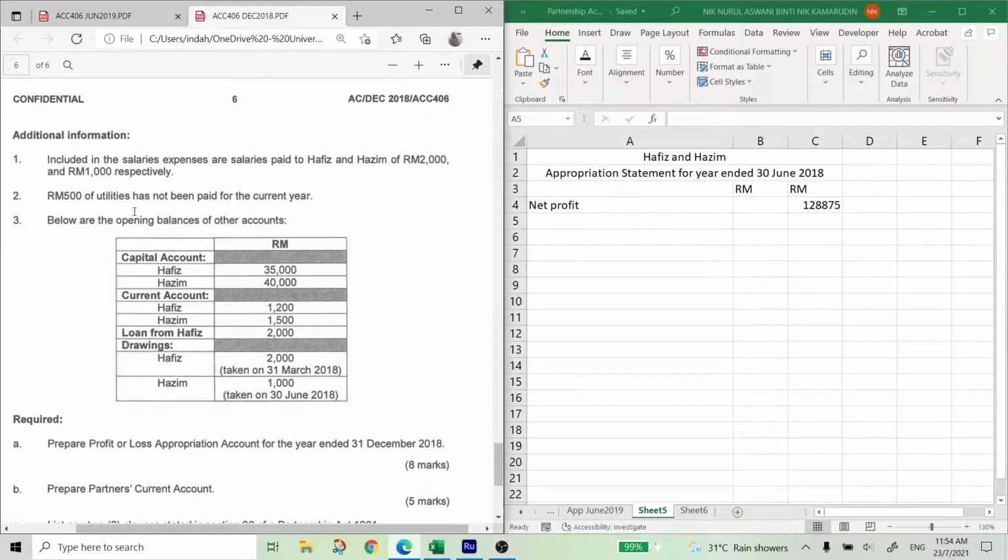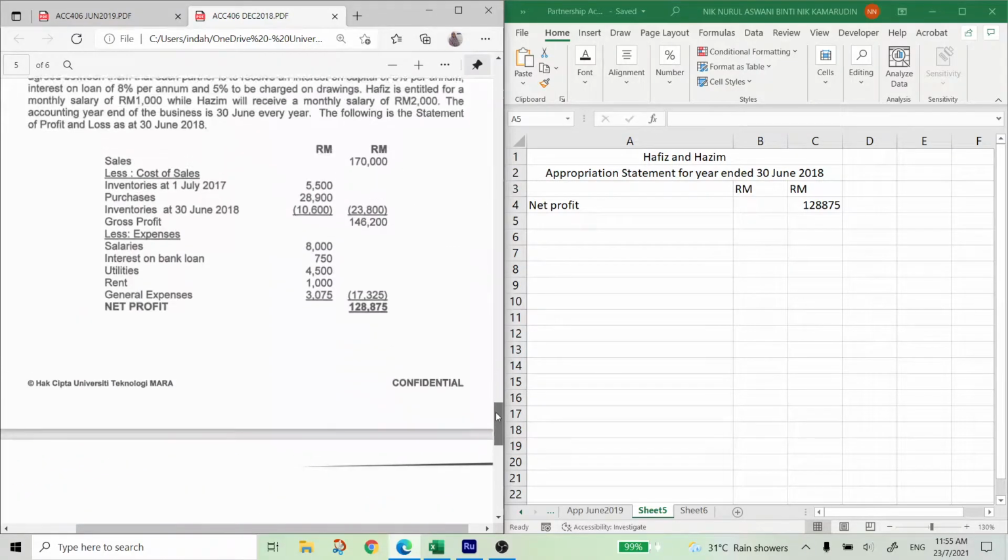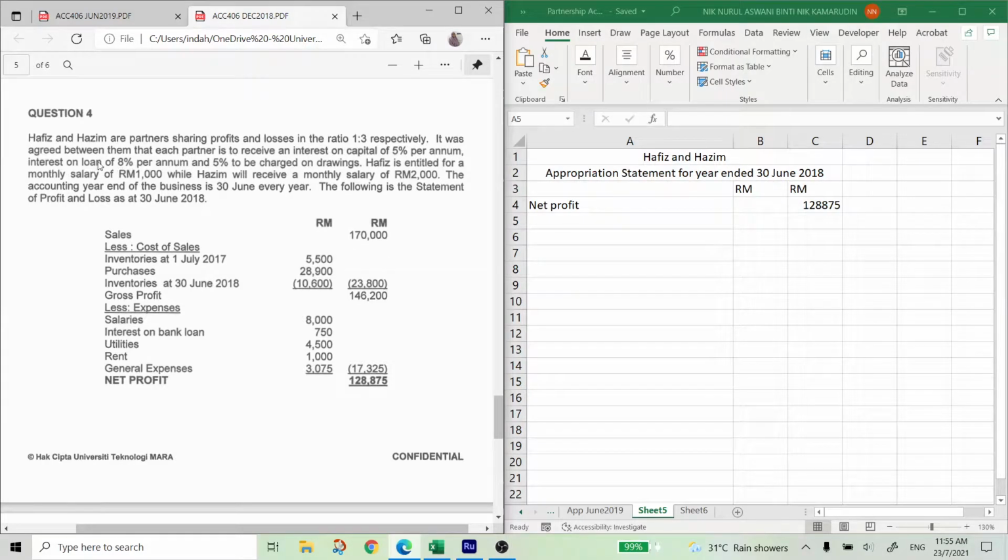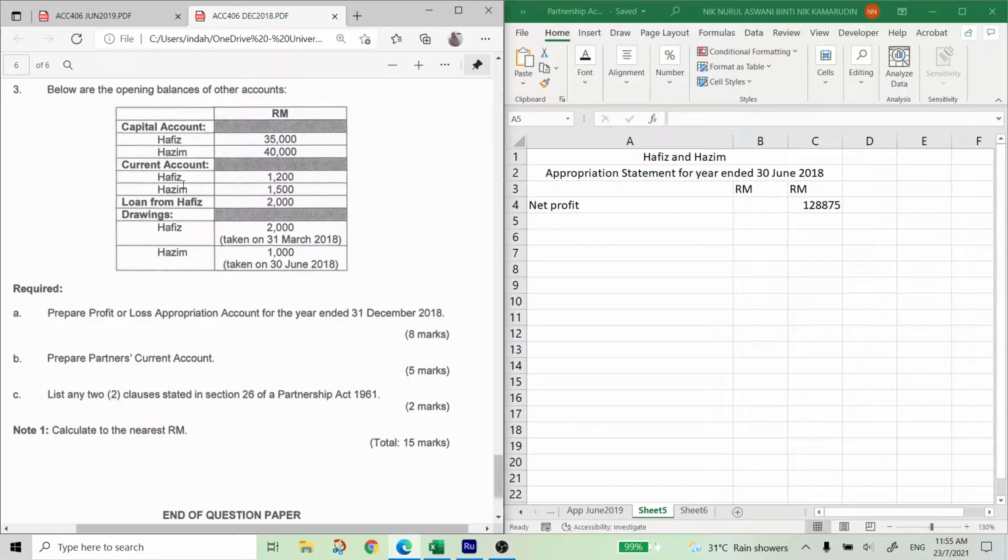Below are the opening balances of other accounts: capital account, current account, loan from Hafiz, and drawings made during the year. Please bear in mind that the loan from Hafiz makes Hafiz entitled to receive 8% interest on the loan. This interest is regarded as a business operating expense and is included in arriving at the business net profit, meaning it should appear as part of the expenses. But as we can see from the list of expenses, there is no interest on loan from Hafiz, meaning it was not yet included when they prepared the statement of profit or loss. So we need to adjust this amount as well. Then drawings reduce the amount of equity, and are also used to calculate the interest on drawings.